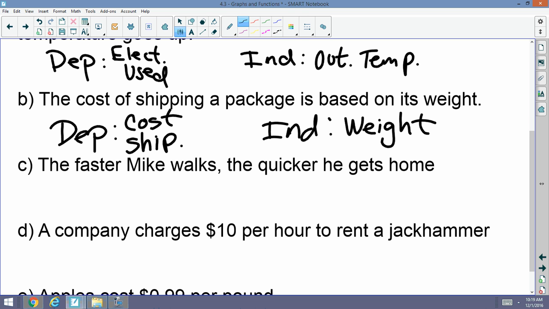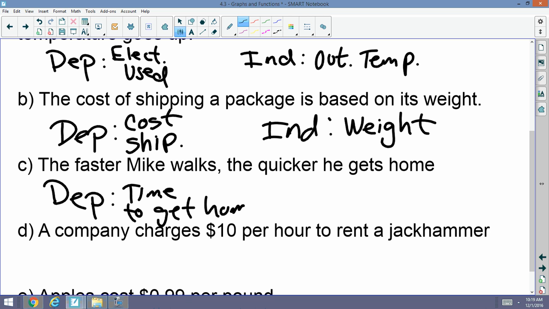The faster Mike walks, the quicker he gets home. Yes, sir. The dependent is the time to get home. Yes. And what's independent? That's exactly right, my brother. And the independent is the walking speed, how fast he walks.